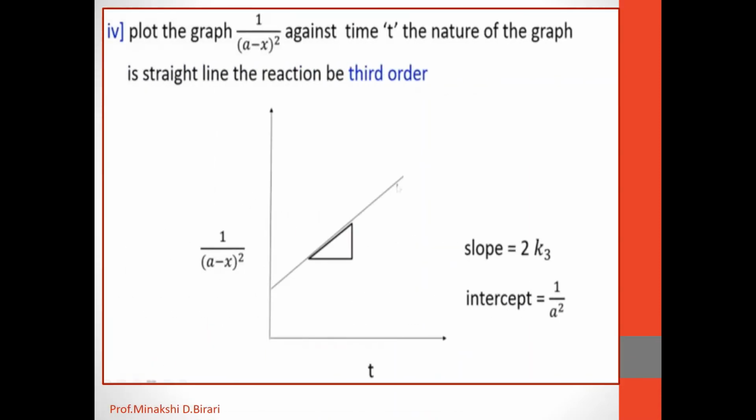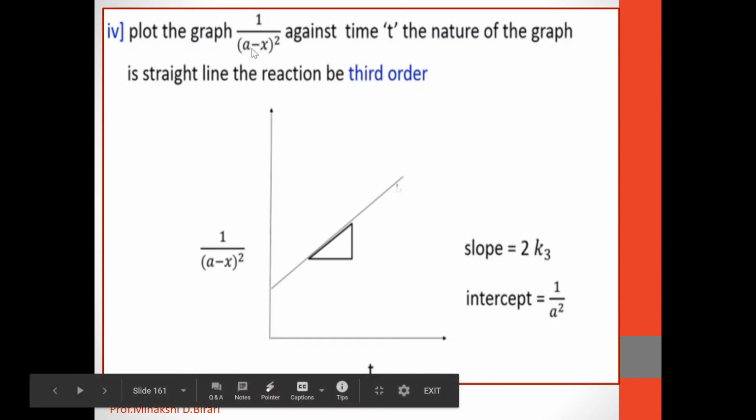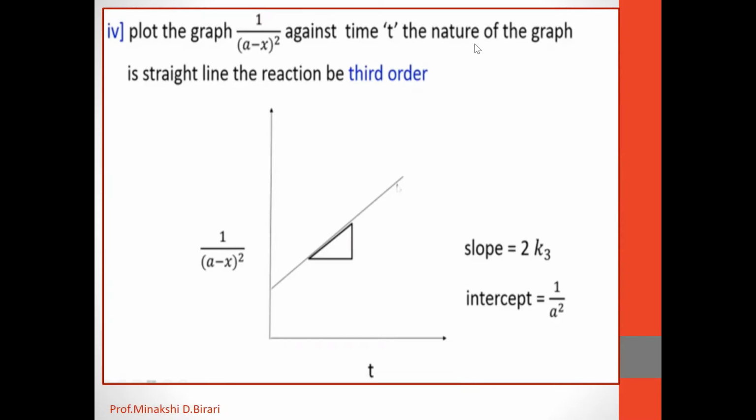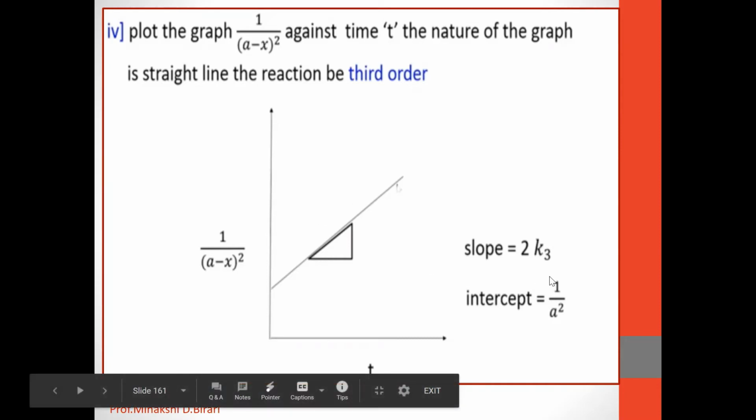For a third order reaction, if we plot the graph of 1/(a − x)² against time t, the nature of the graph is a straight line. The reaction will be third order. Slope is equal to 2k3 and intercept is equal to 1/a².